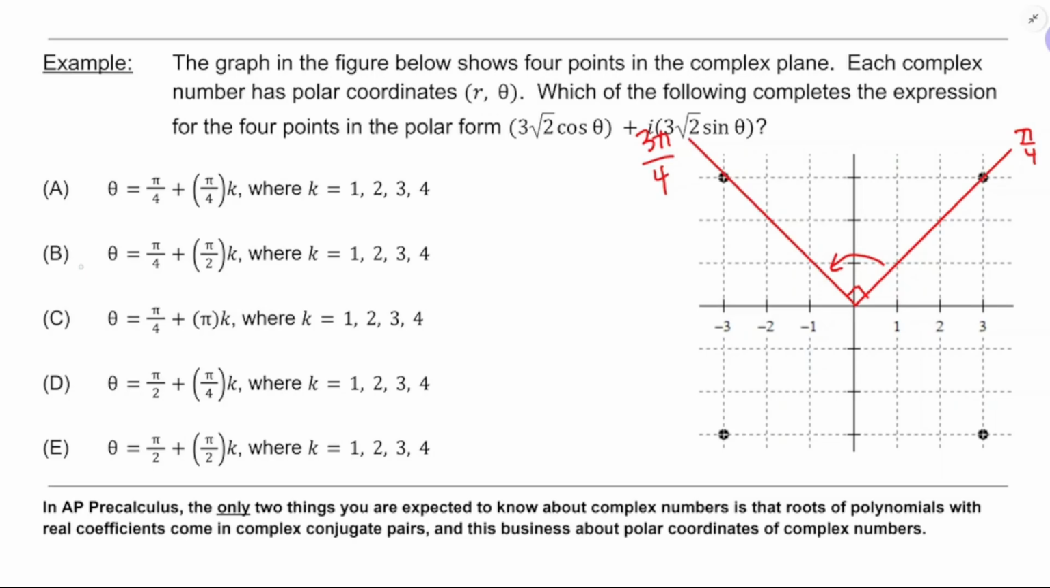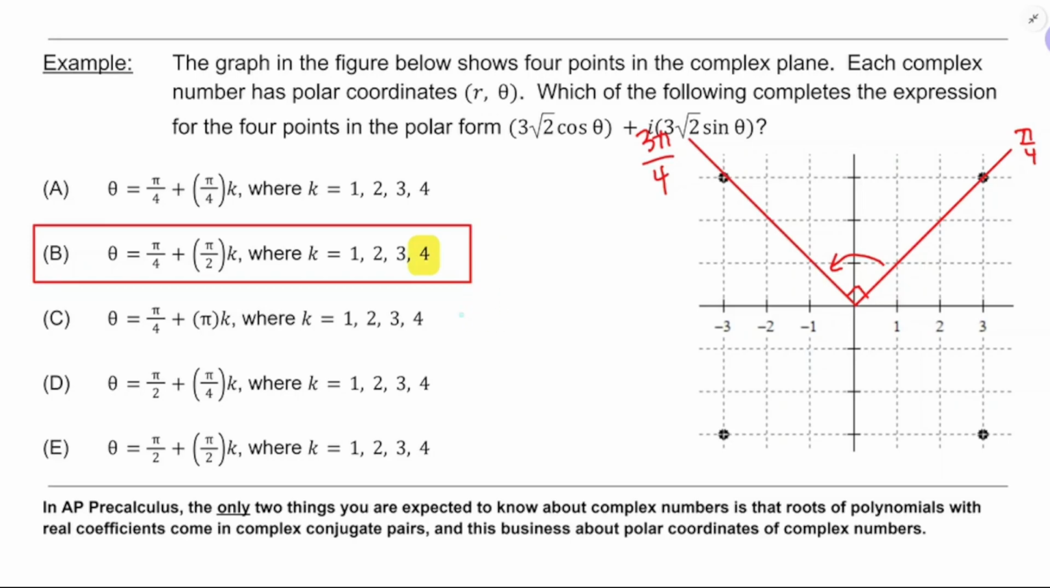So my early hypothesis is B. But I'm a little thrown off by the k values there. I'd expect that it would have been 0, 1, 2, and 3. So really the question is, what's up with this k equals 4? Okay, when k equals 4, theta would equal pi over 4 plus pi over 2 times 4, which is pi over 4 plus 2 pi. And it's like, oh yeah, I'd be all the way back to where I started. So I'd be right there. Okay, and so now I feel good about that answer choice.